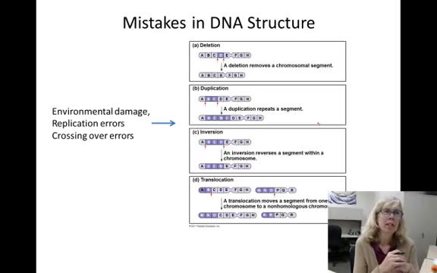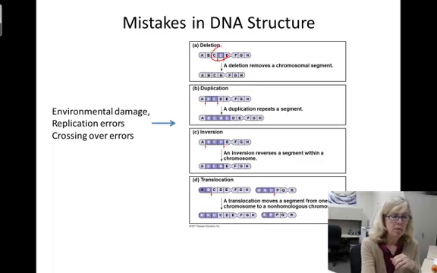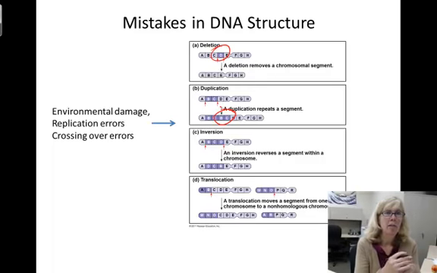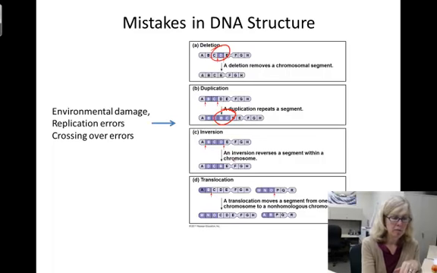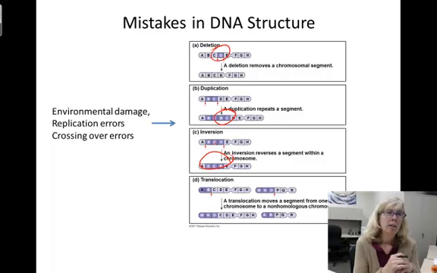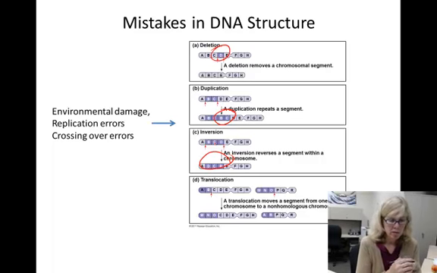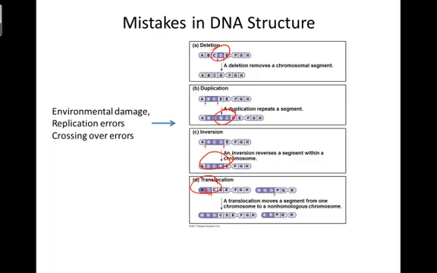The structure of DNA can change because of things like environmental damage, replication errors, or errors during crossing over. Some common types of mistakes in DNA structure are as follows. A deletion removes a segment of DNA. Duplication causes a repeat in a section. An inversion occurs when a section is removed and then replaced in the opposite direction. And translocation is moving a segment from one chromosome to a completely different chromosome.